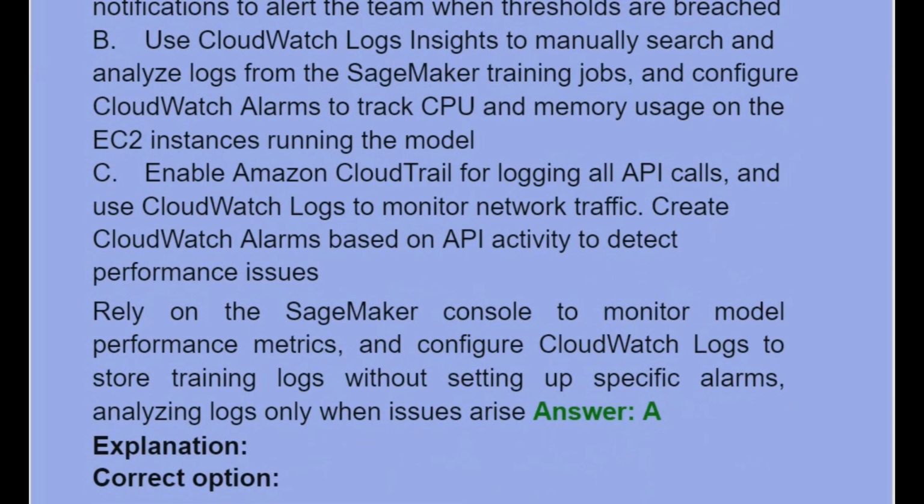Option C. Enable Amazon CloudTrail for logging all API calls and use CloudWatch logs to monitor network traffic. Create CloudWatch alarm based on API activity to detect performance issues. Option D. Rely on the SageMaker console to monitor model performance metrics, and configure CloudWatch logs to store training logs without setting up specific alarms, analyzing logs only when issues arise. Correct answer is option A.